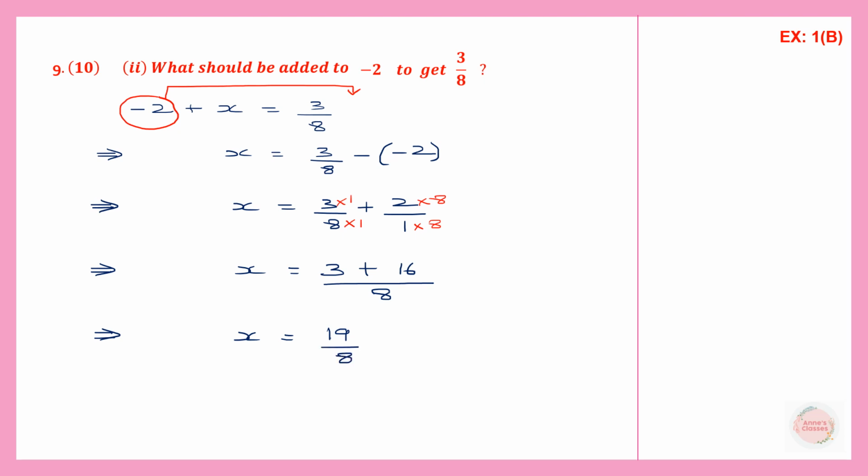Let's convert this to a mixed number. X is equal to 8 2s are 16, 17, 18, 19. That's 3 by 8. So what do we have? We have our answer as 2, 3 by 8.